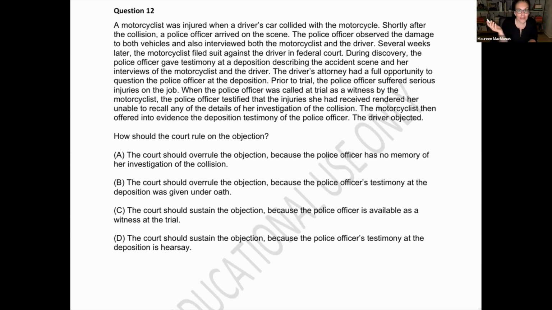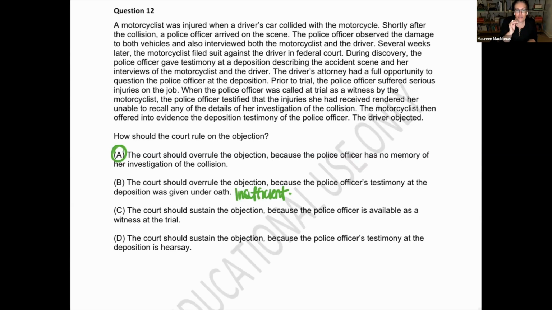So when you're unavailable, then we can use former testimony so long as the testimony was sufficiently developed. So this looks pretty good, but let's look at the others. B, the court should overrule the objection because the police officer's testimony at the deposition was given under oath. That's true, but it's insufficient. They also have to be unavailable, and there has to be a full opportunity to develop the testimony. So the same opportunity and something else.